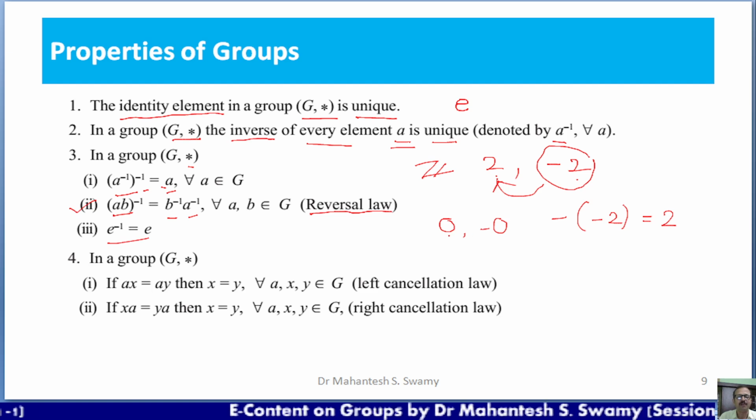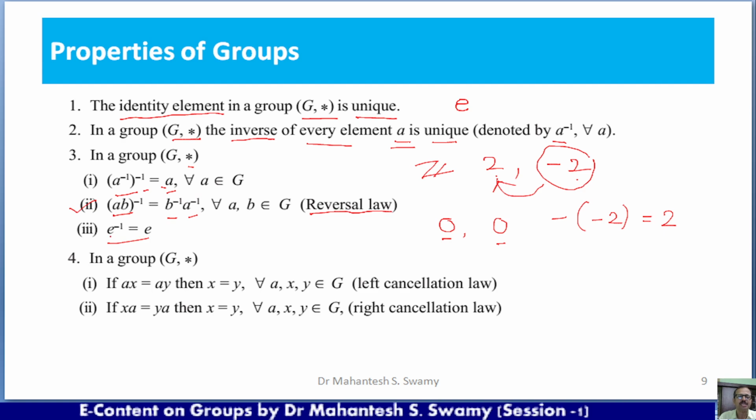Identity element, if it is 0 under addition, its inverse is 0 itself. So like that, not necessarily with respect to additive identity 0, with respect to any identity element E, the inverse of E is the element itself. The identity element is the inverse of itself, we can say like that.